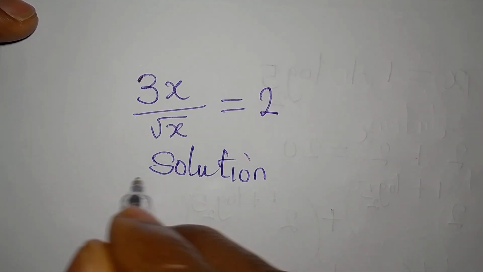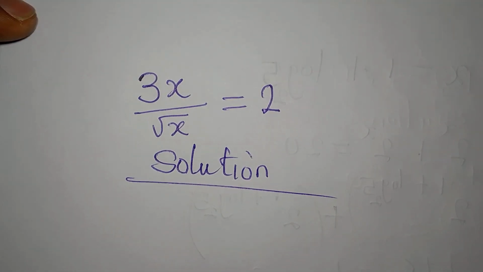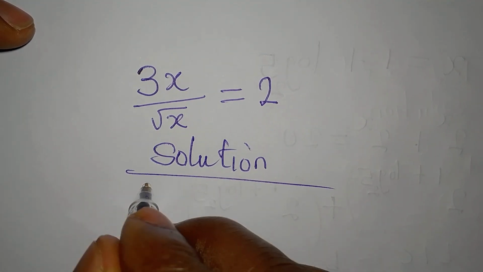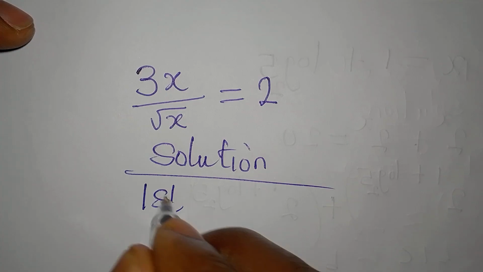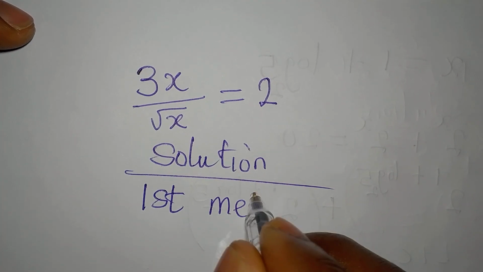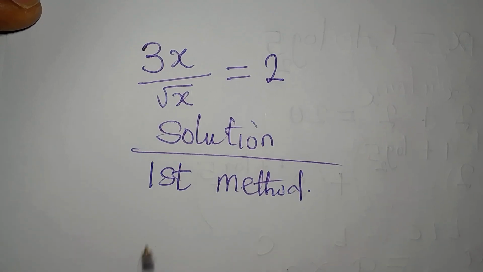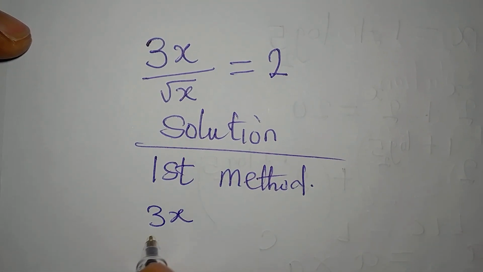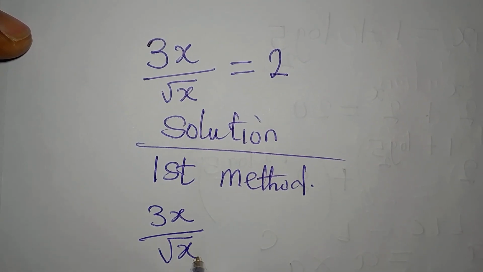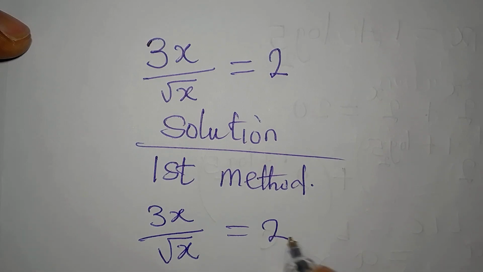Okay, I want us to solve this in two ways. Okay, let's look at the first method. First method, we have 3x divided by the square root of x equals 2.